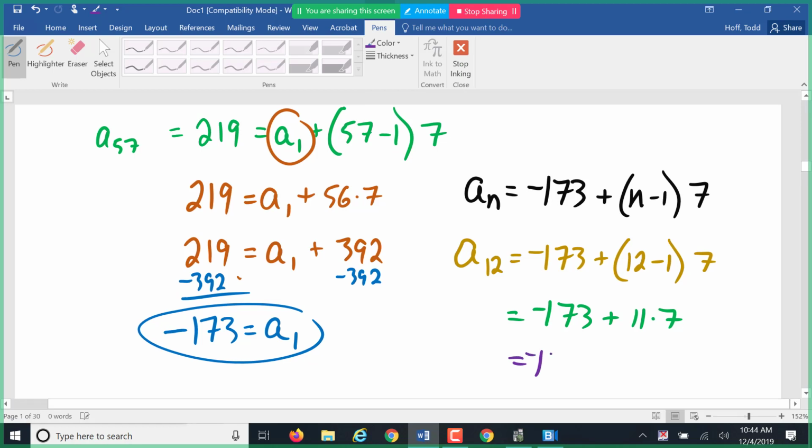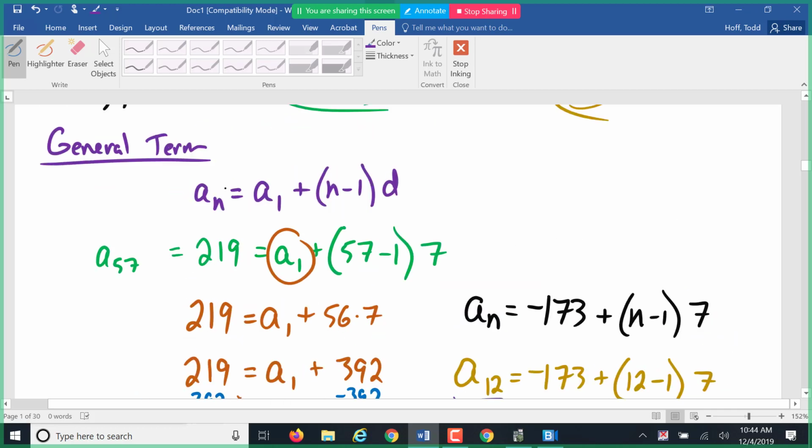So negative 173 plus 11 times 7, which is 77, equals negative 96. So A12 is negative 96.